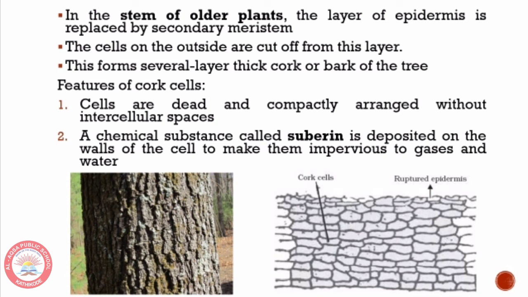Now let us see the features of cork cells. The cells in cork are dead and compactly arranged without intercellular spaces. There is a chemical called suberin which is deposited on the walls of the cell, which makes them impervious to gases and water. Impervious means it does not allow gases or water to pass through.